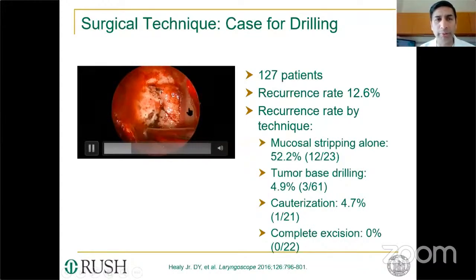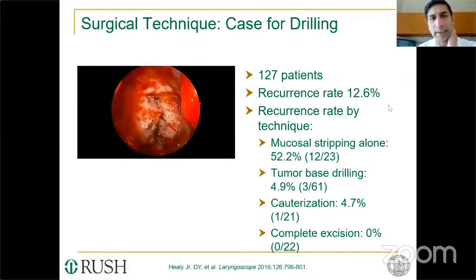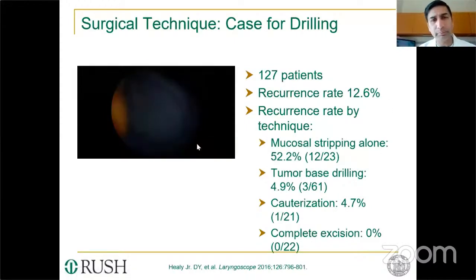And you can see all the mucosa circumferentially around that is completely gone as well. But the entire area of focal hyperostosis there is going to be drilled down to make that as clear as possible. There's a study out of Harvard that looked at this very issue.